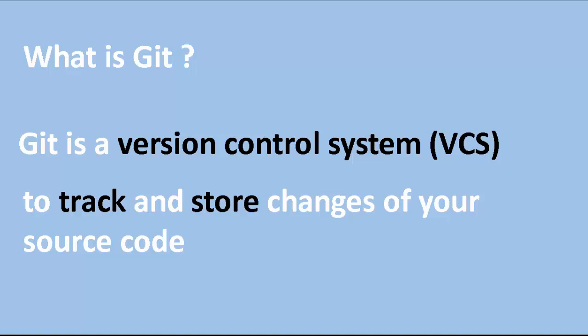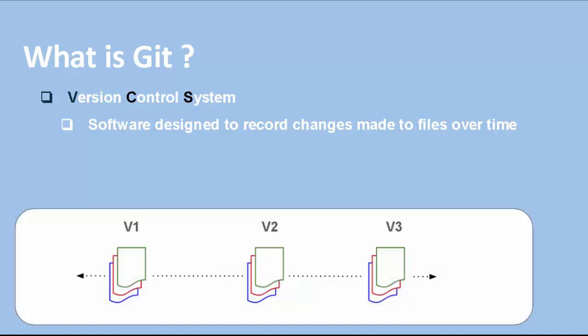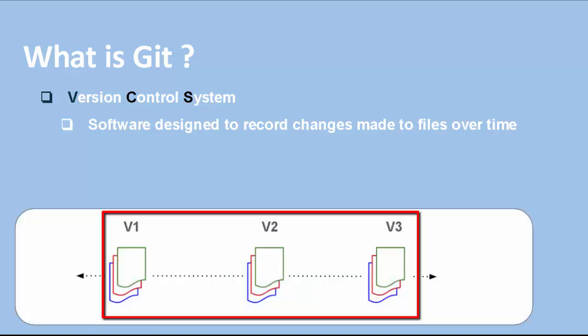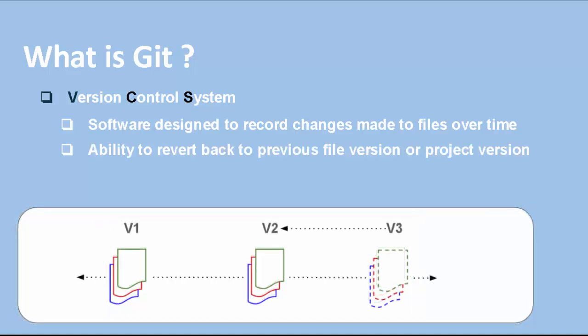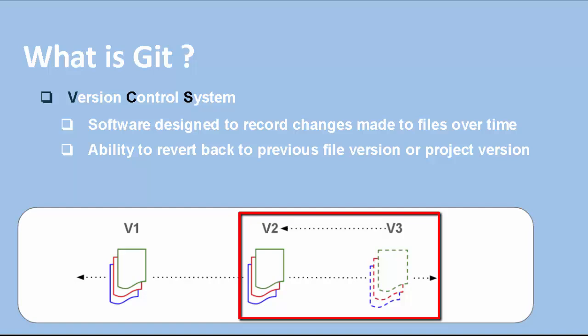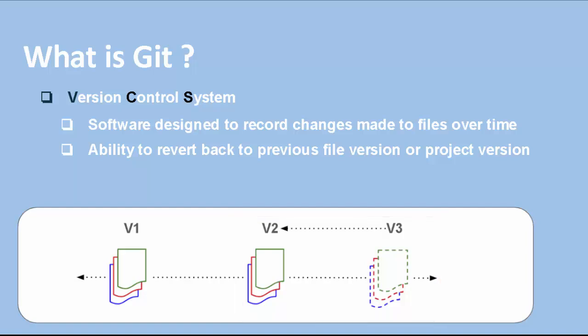Now, if we specifically talk about the VCS or the version control system part, it is a software to track and record changes made to the files, meaning your source code or any other file, over time. So suppose you have a code, you have version 1, version 2, version 3, the changes are recorded and you have the ability to revert back to previous file version or project version. So if you have version 1, version 2, version 3, from version 3 you can go back to version 2 or version 1 or in the forward direction. It applies to single files or your entire project.